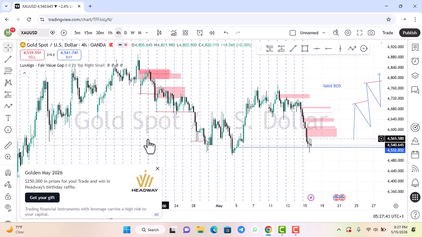Okay, can you see it? So this is the 4 hour time frame, right? It is a higher time frame.